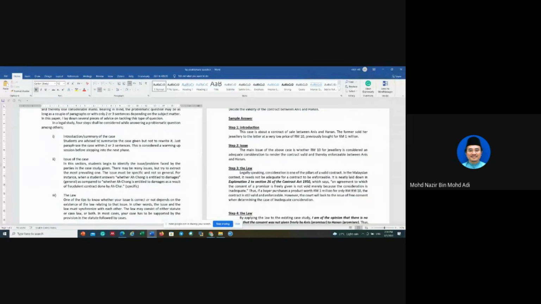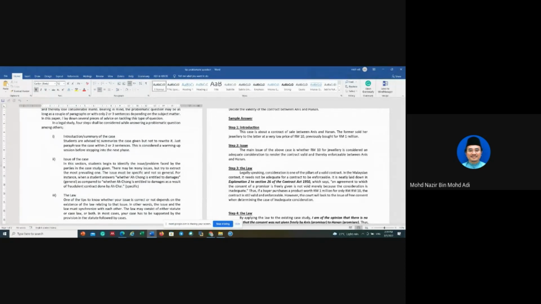You have to be specific, like whether Achong is entitled to damages as a result of fraudulent contract done by Achai. So that is specific. If your answer is just whether Achong is entitled to damages, you might get lesser marks rather than the bottom one. Okay, so that is for the issue.